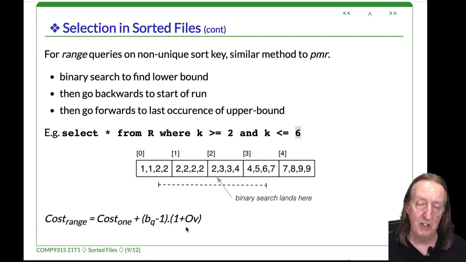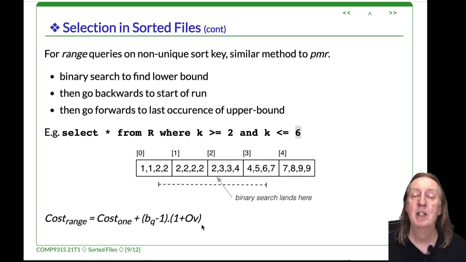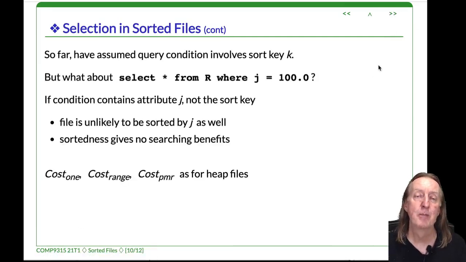So once again, cost analysis is the same as before. We've got the cost of doing a binary search to find the initial tuple, and then how many other pages do we have to read backwards and forwards to capture all of the pages that contain matching tuples, which is BQ. And if we're dealing with overflow pages, we have to read them as well.